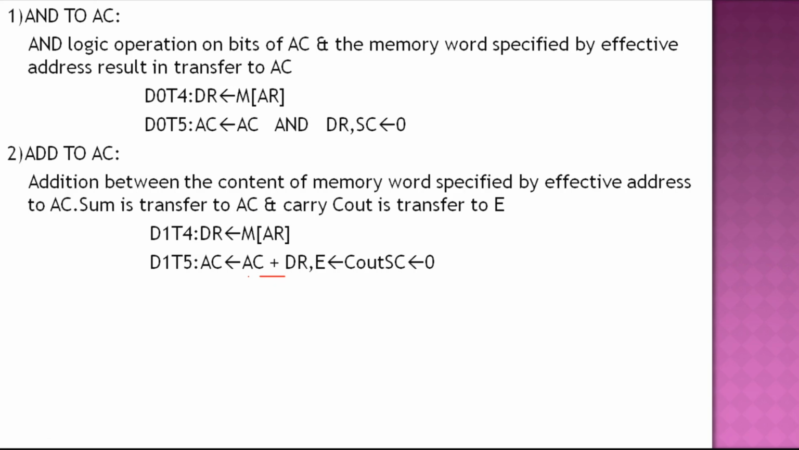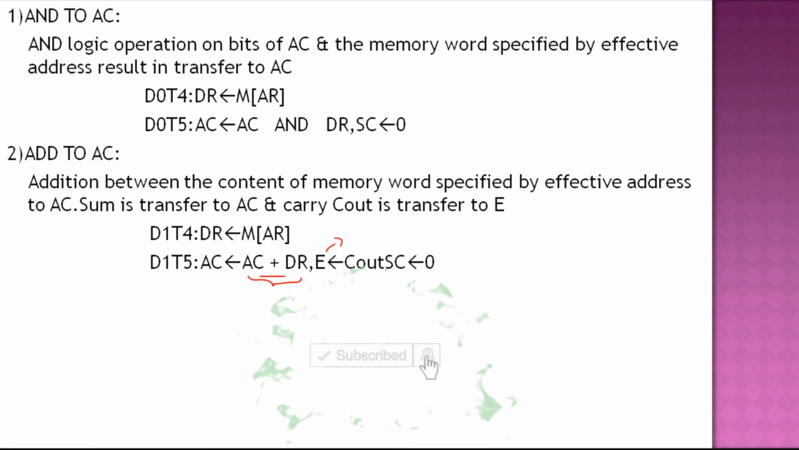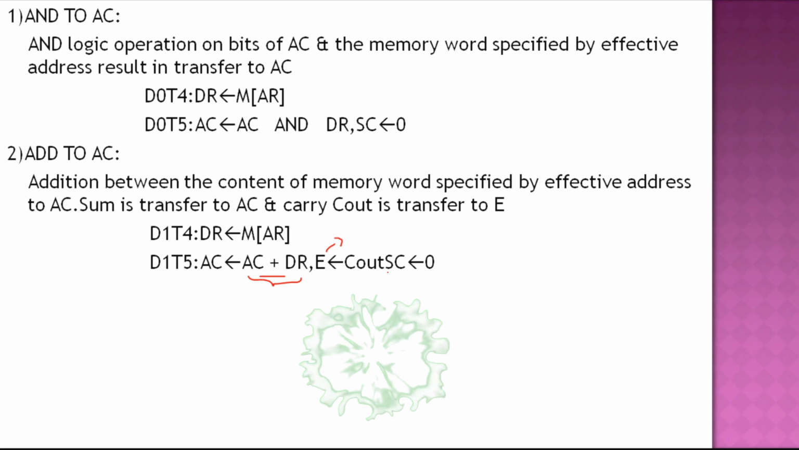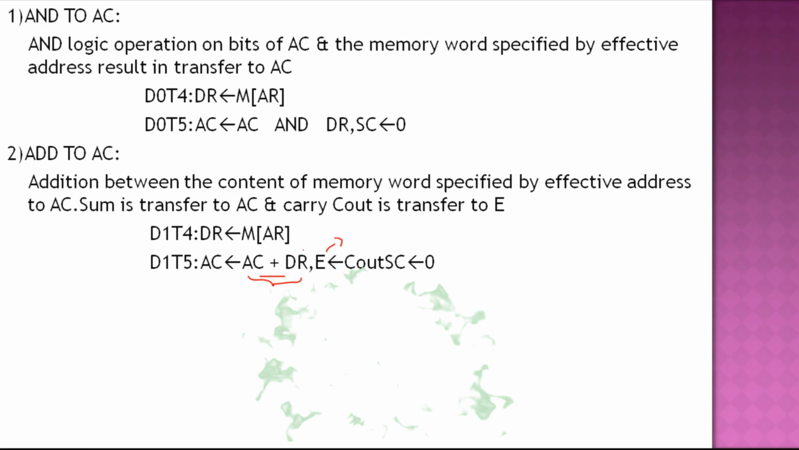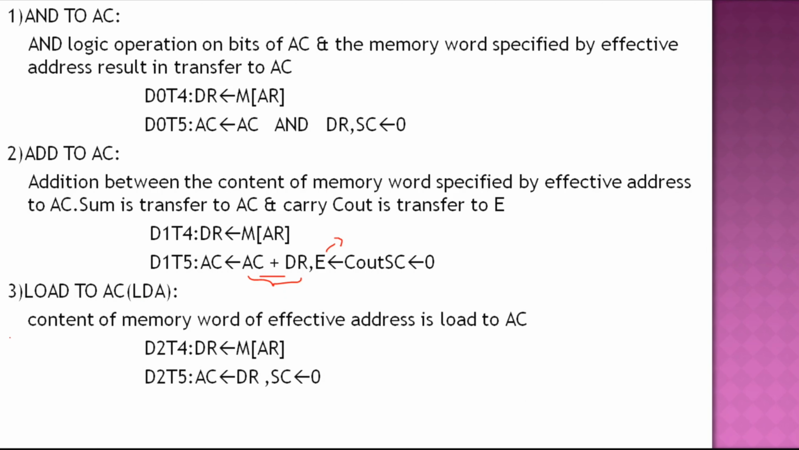So after the addition occurs, the output will be transferred to the accumulator, and the carry out is transferred to E, which is nothing but an extra bit register. So the carry output will be transferred to E, and after the completion of the operation, the sequence counter is set to 0. Next, when the D value is 2, the load operation will occur.